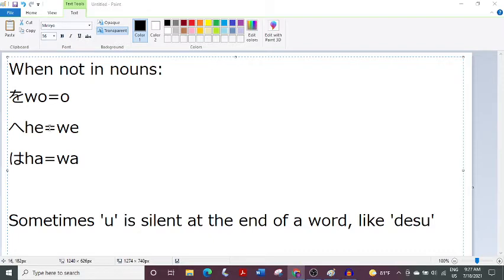This he, when it's not a noun, it's we. This ha, when it's not a noun, it's wa. And sometimes the u at the end of a word is silent, like in des.